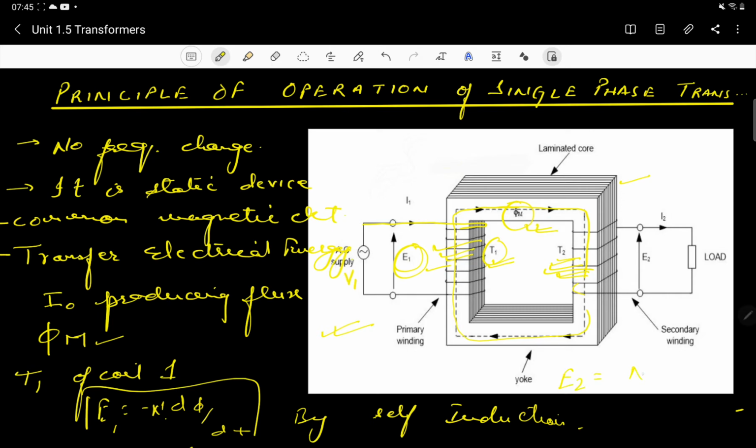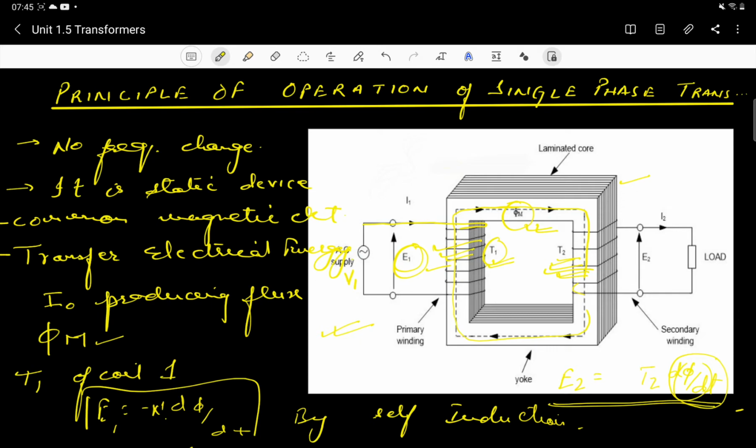N2 dφ/dt. Okay, this is the change in flux, and the number of turns, sorry, there is no N2, rather T2, we have mentioned as T2. So T2 are the number of turns over here and the change in flux. So the multiplication of this will give you the EMF, that is the EMF produced on the secondary coils which are linking T2 number of coils.